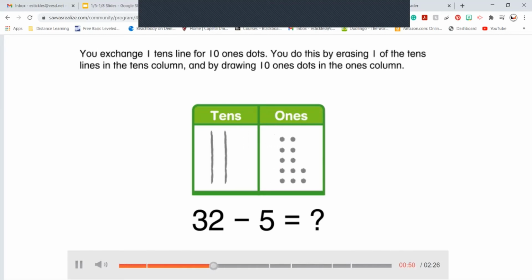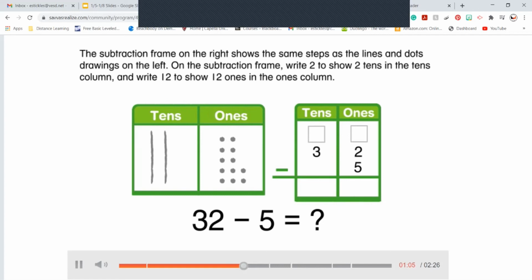You exchange 1 tens line for 10 ones dots. You do this by erasing one of the tens lines in the tens column and by drawing 10 ones dots in the ones column. The subtraction frame on the right shows the same steps as the lines and dots drawings on the left. On the subtraction frame, write 2 to show 2 tens in the tens column, and write 12 to show 12 ones in the ones column.